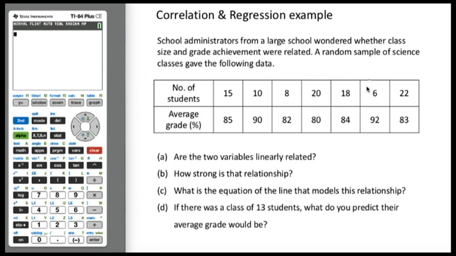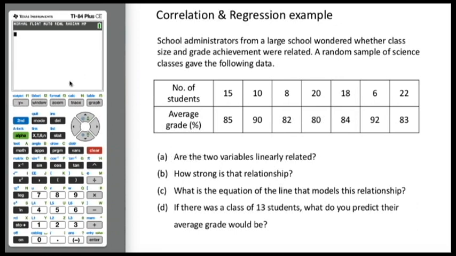Here's the scenario we're going to use. Some school administrators want to see if the size of the class will affect the grade. They collected some data and now they have 4 questions for us. Are the two variables linearly related? How strong is the relationship? What is the equation of the line that models the relationship? And we're going to use that equation to predict what would happen if there were 13 students. Okay, so let's see how we can use our calculators to solve all these 4 problems.